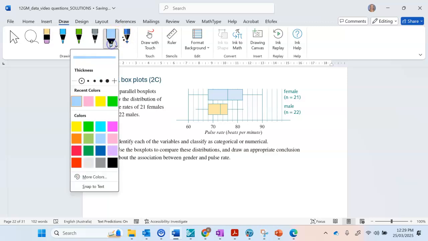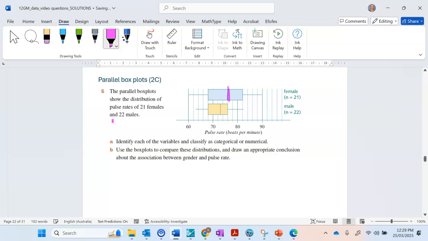We can see for females, it's really hard to see. Let's get another color. No, let's do pink. So that's the median there, which is higher than males. I can see that the female has a greater spread. So there's your interquartile range, which is clearly bigger than male. And in terms of shape, female looks approximately symmetrical, and so does male. So female just varies a little bit more and also has a higher median.